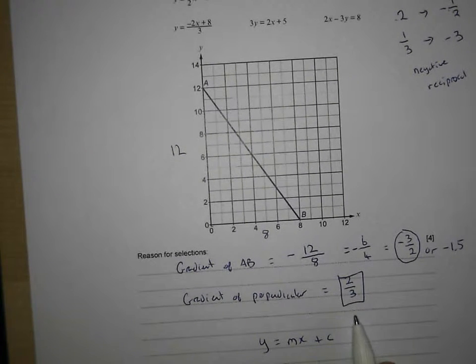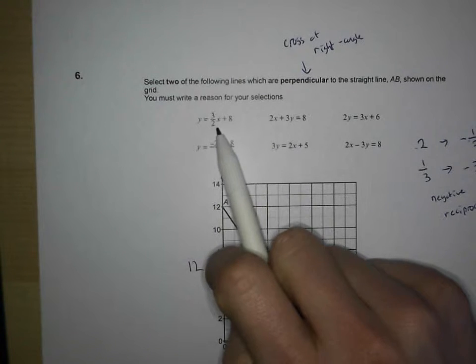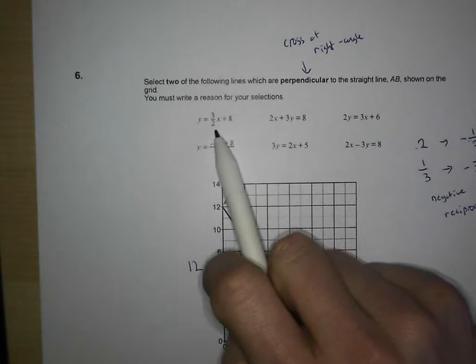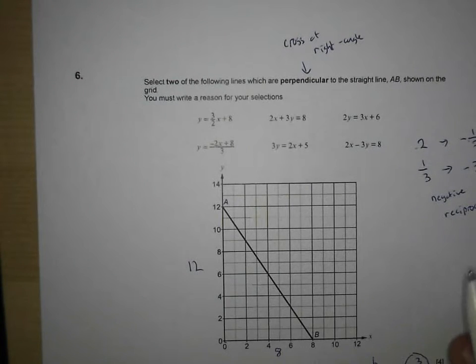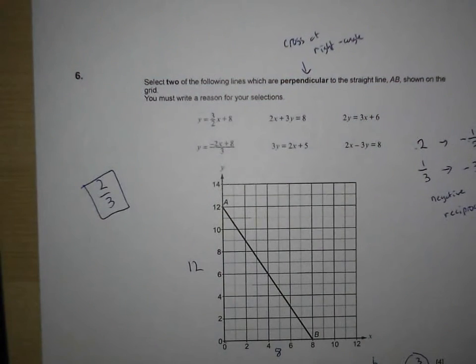So let's hunt them down in turn. This first one's not too bad. y equals 3 over 2x. Well, that's got a gradient of 1.5. That's no good. I'll just make a note here, I'm looking for lines with gradients of positive 2/3. So that one, forget it.